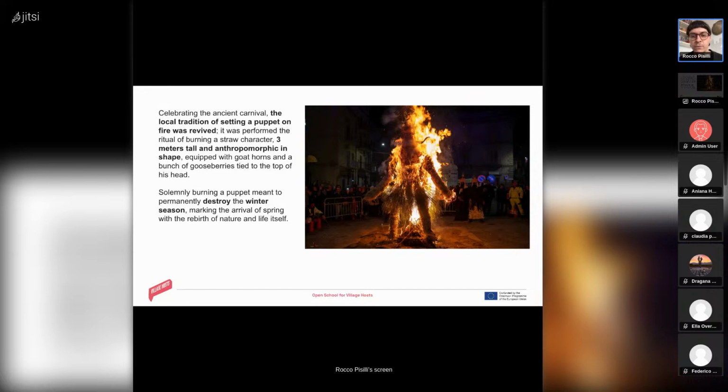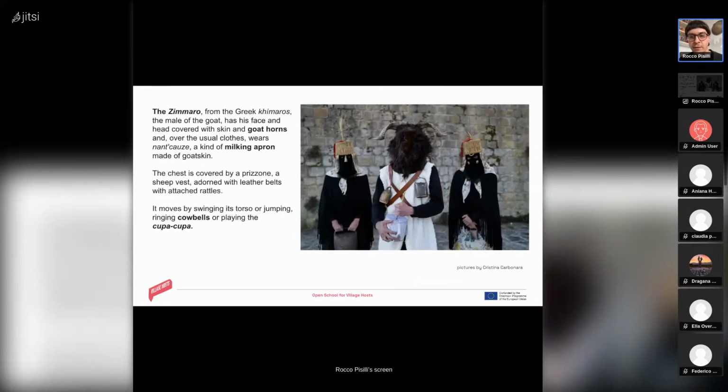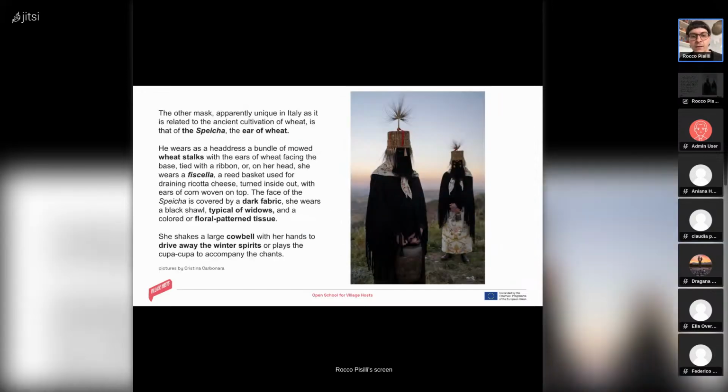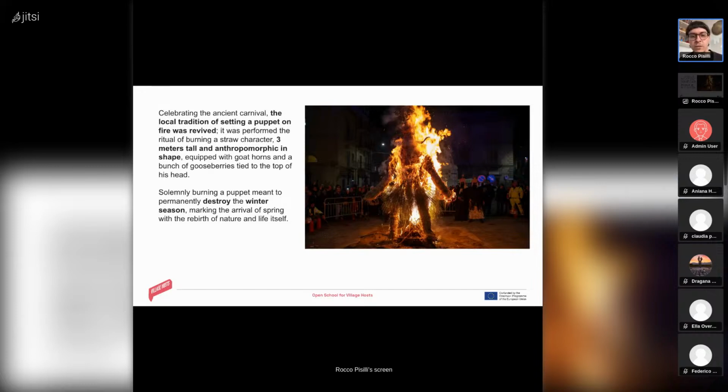And so the last part of this process. For the first time, these two masks reappeared in the Carnival of Stigliano, and the last part of the celebration was to build a puppet, 3 meters tall, and at the end of the carnival, they set this puppet on fire. That was another tradition in the village.